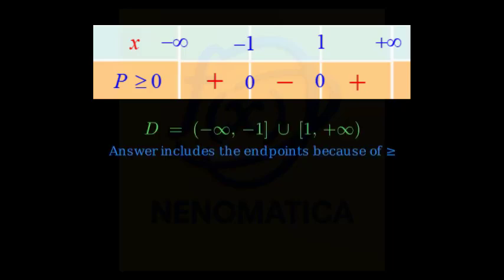Since we include the roots and take the positive regions, the solution is the union of the intervals from negative infinity to -1 closed, and from 1 closed to infinity.